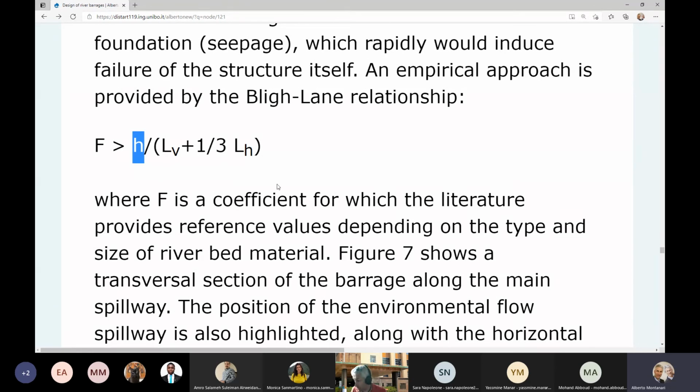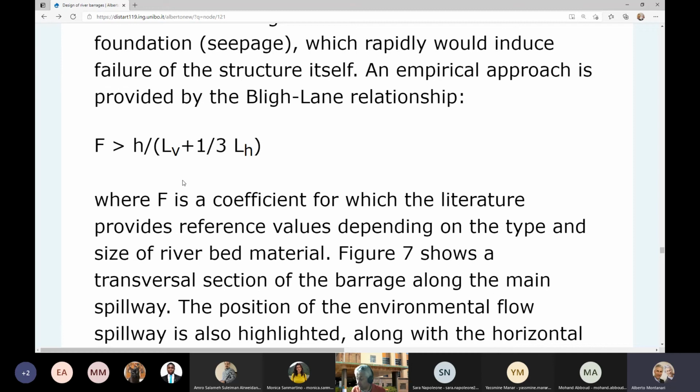Correct? Very good. And now at the denominator, I divide H by the sum of the vertical path plus 1/3 of the horizontal path. And then I get this coefficient. Of course, the higher, the lower the coefficient and the lower the risk.